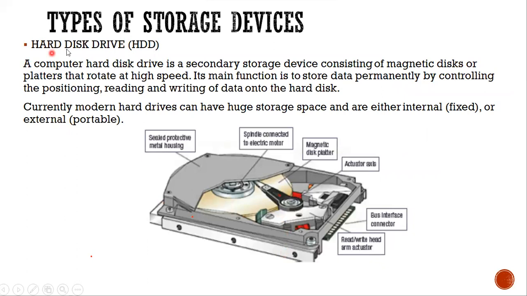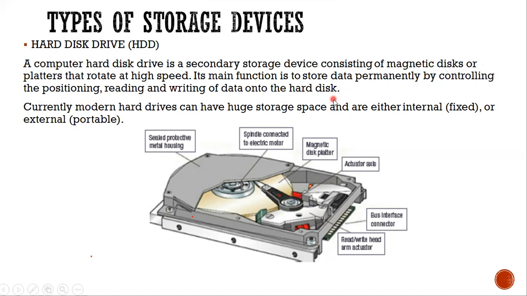Now talking about your hard disk drive, there's a diagram of your hard disk drive. It has a disk platter, a magnetic platter, and it has a read-write head. A computer hard disk drive is a secondary storage device consisting of magnetic disks or platters that rotate at high speed. Its main function is to store data permanently by controlling the positioning, reading, and writing of data on the hard disk.